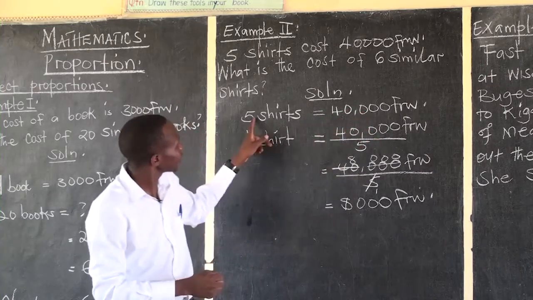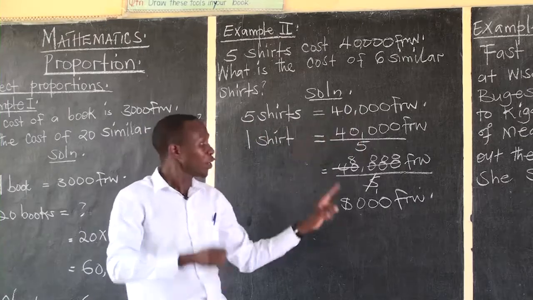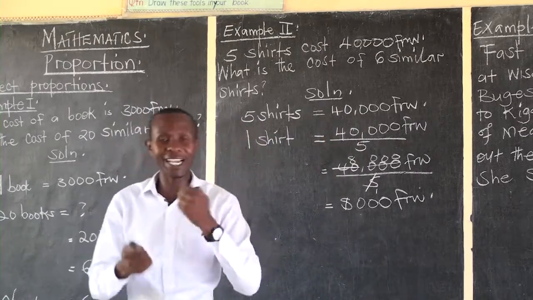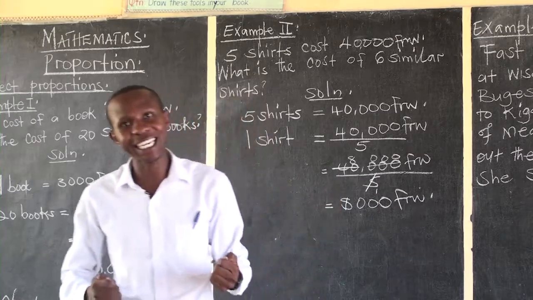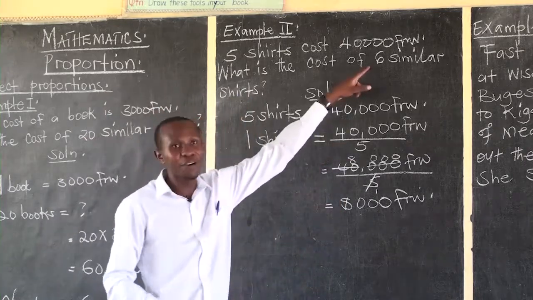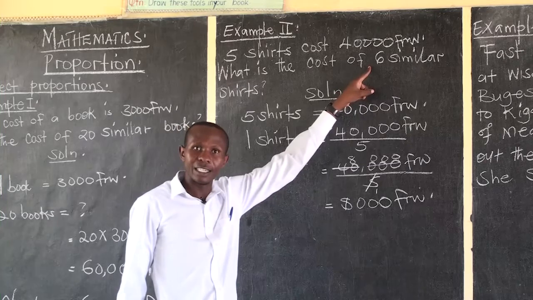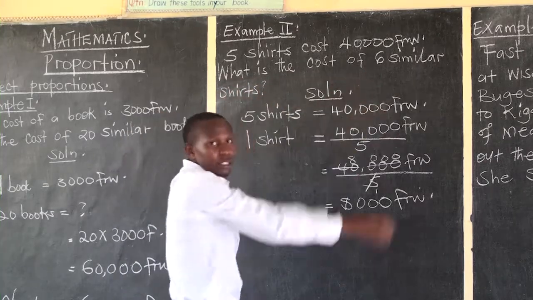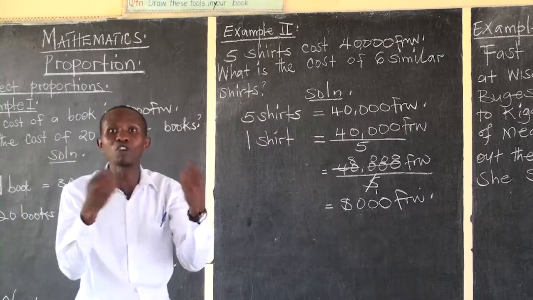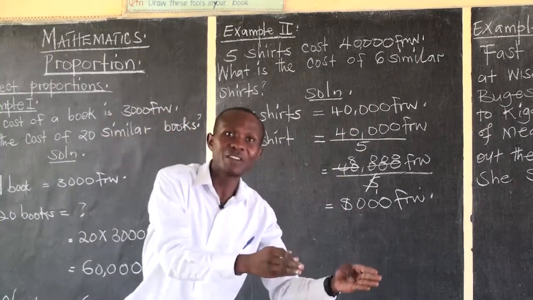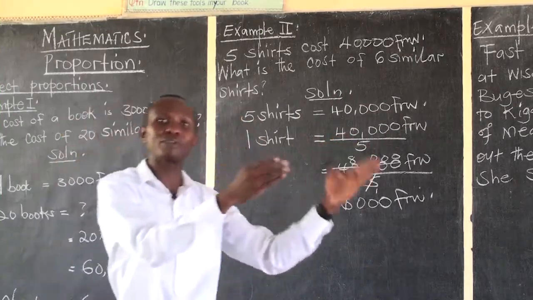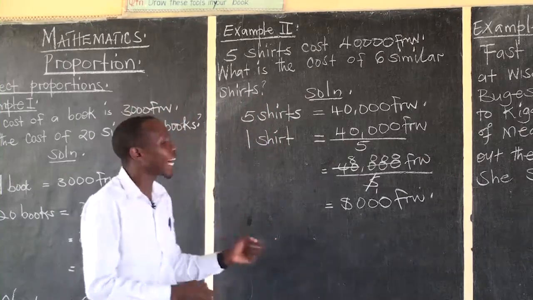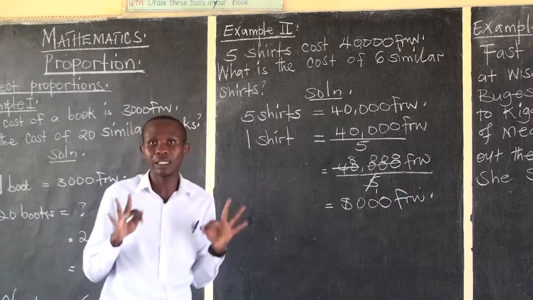5 shirts is equal to 40,000. 1 shirt is equal to 4,000. After finding the cost of 1 shirt, now we need to find the cost of 6 shirts, because they say, what is the cost of 6 shirts? We already know how much is 1 shirt. We already know how much is 5 shirts. Now let's find out the amount someone can spend on 6 shirts.